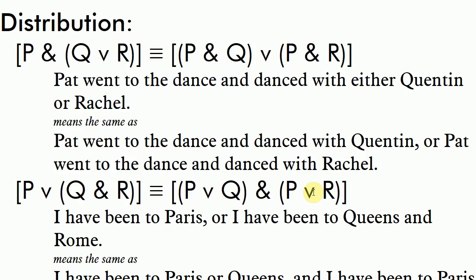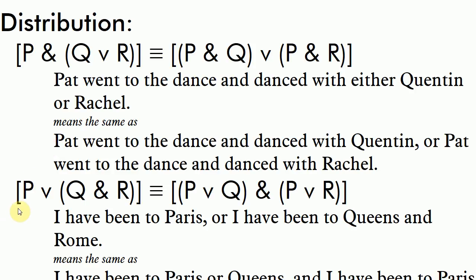Okay, now we're going to get a little more complicated. With distribution, we're using both the and sign and the or sign in a single expression. Here we have P and the disjunction Q or R. That's equivalent to the disjunction of the conjunction of P and Q and the conjunction of P and R. And here's an example. Pat went to the dance and danced with either Quentin or Rachel. That means the same as Pat went to the dance and danced with Quentin, or Pat went to the dance and danced with Rachel.